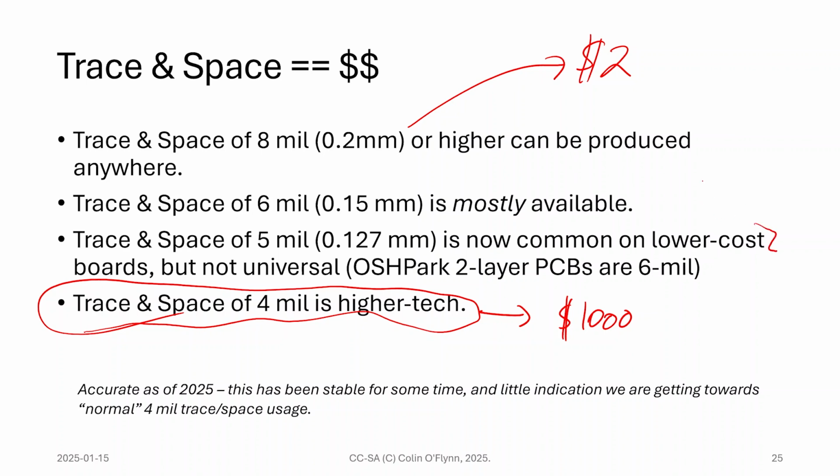Really, even 5 or 6 mil is pretty common nowadays. So you can get pretty small boards that are going to do almost everything except for very, very small parts on almost any process.